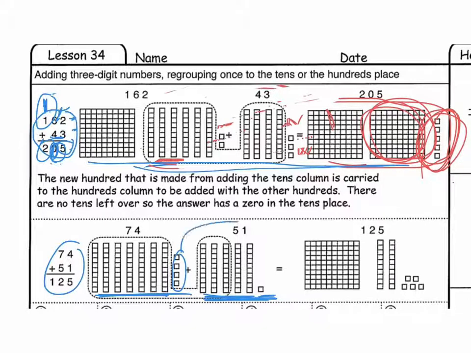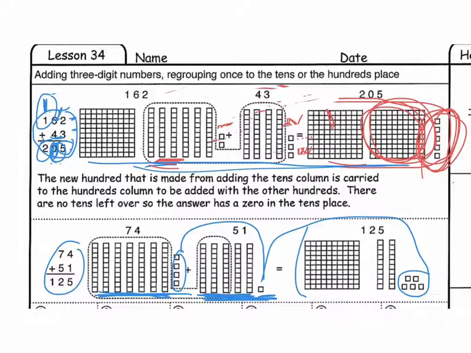So first we're going to put the ones together. We have 4 and 1, which makes 5 ones. You can see that right over here. There's the 5 ones. And then we're going to put the 7 tens with these 5 tens, and that's equal to 12 tens. And that's shown over here.